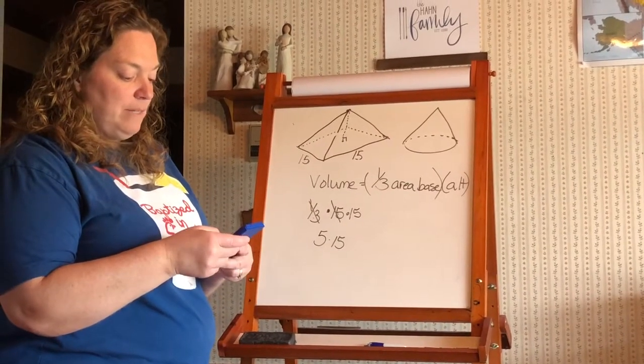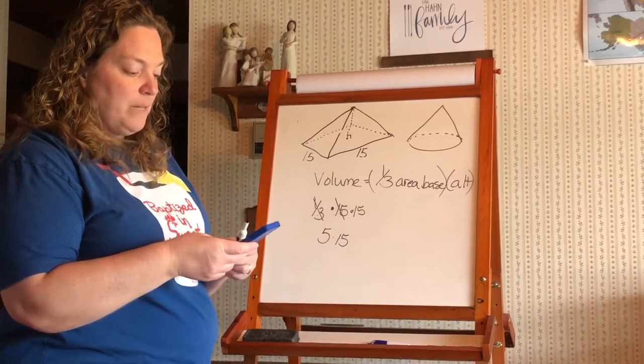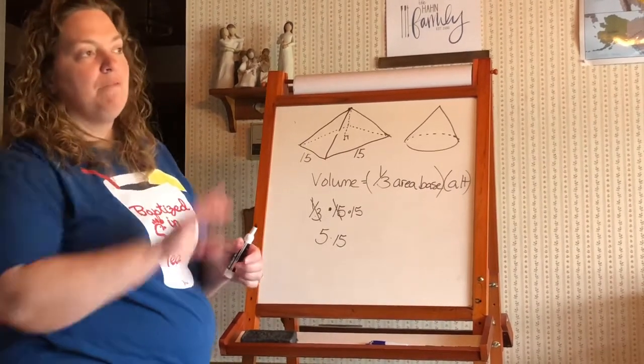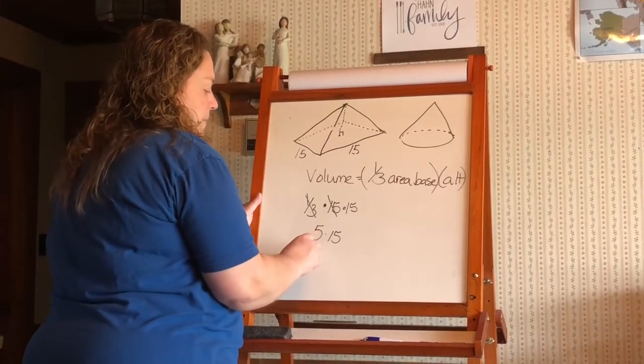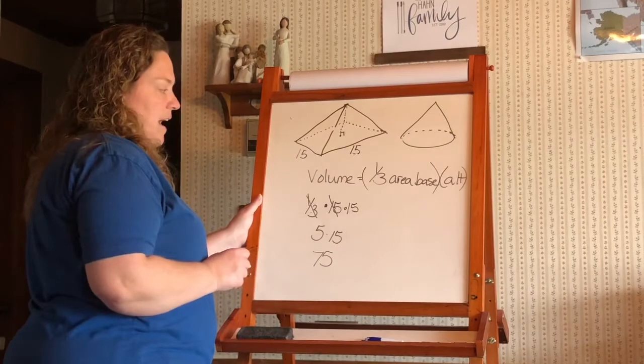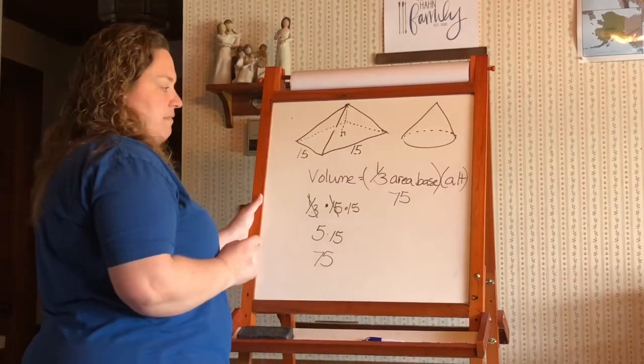And I'm just going to do it to make sure. I know most of you can do this one in your heads. Think about a clock. 75. 5 sets of 15 minutes, so 75 minutes. So that comes to 75. So the area of our base is going to be 75 units.